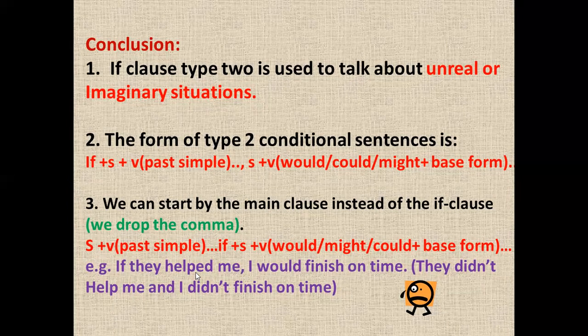See, if they helped me, I would finish on time. They didn't help me and I didn't finish on time. This is the ordinary way. Here we used the if clause at the beginning. We can say, I would finish on time if they helped me. We can start with the main clause instead of the if clause, but then we have to drop the comma.